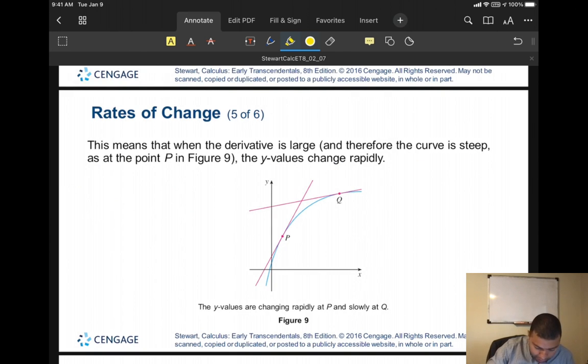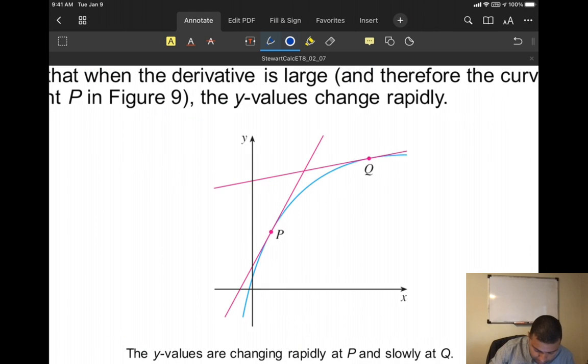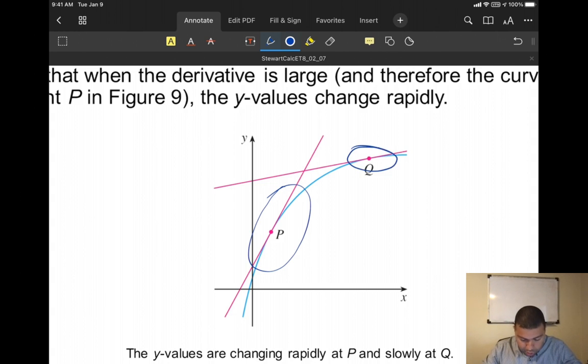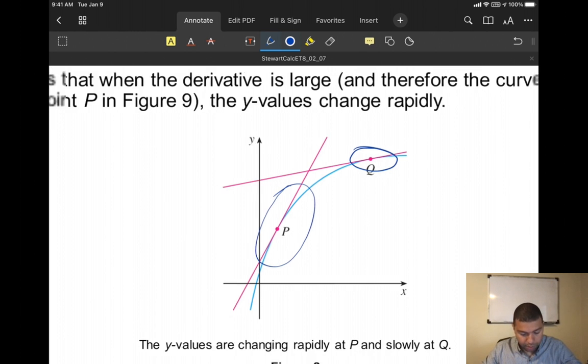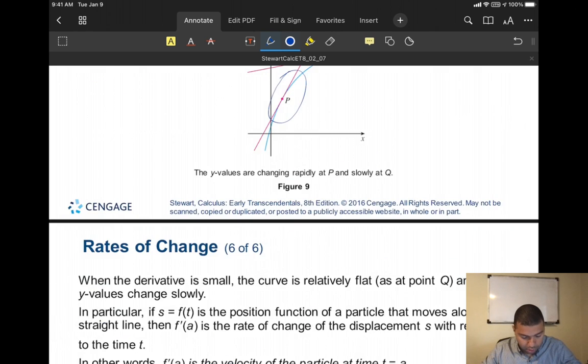So looking at this, if you zoom in, right, this is a very steep tangent line. So the rate of change is very small, sorry, very large, because very steep, high slope. Then f is changing very fast near p, whereas here the slope is very small, so y is changing very slowly in comparison to p. That's the rate of change.